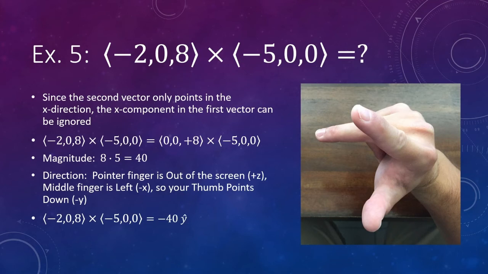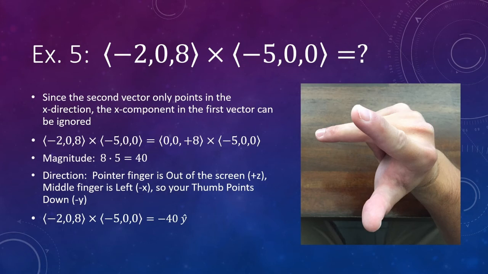Now we have a first vector that is negative in x, positive in z, and our second vector is negative in x. Again, if one of our vectors is only in the x direction, we can ignore the parallel x part in the first vector. So this is equivalent to saying 0, 0, 8 crossed into minus 5, 0, 0, because the cross product only cares about the perpendicular pieces.